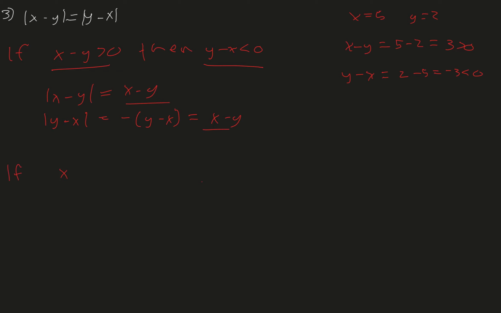So if it's the opposite way, if x minus y is less than 0, then y minus x will be greater than 0, and you get that modulus of x minus y, from the definition of the absolute value, since the thing inside it is negative, you should take the negative of the negative to make it positive. You get negative of x minus y, which is equal to y minus x. You get modulus of y minus x, which is positive, so it will remain the way it is. So the left hand side is equal to the right hand side, and we're done with the proof.